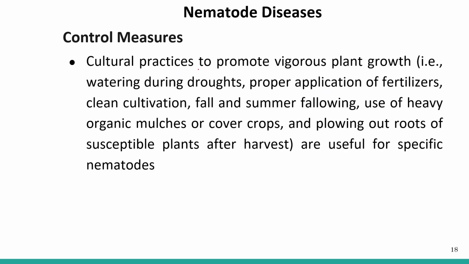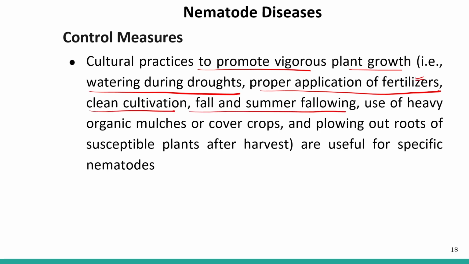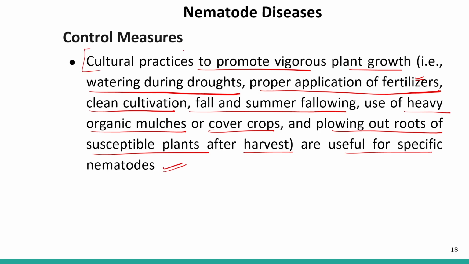Cultural practices to promote vigorous plant growth, that is watering during droughts, proper application of fertilizers, clean cultivation, fall and summer fallowing, use of heavy organic mulches or cover crops, and plowing out roots of susceptible plants after harvest are useful for specific nematodes. So we can also follow some of these cultural practices, which also help us to get rid of these nematodes.